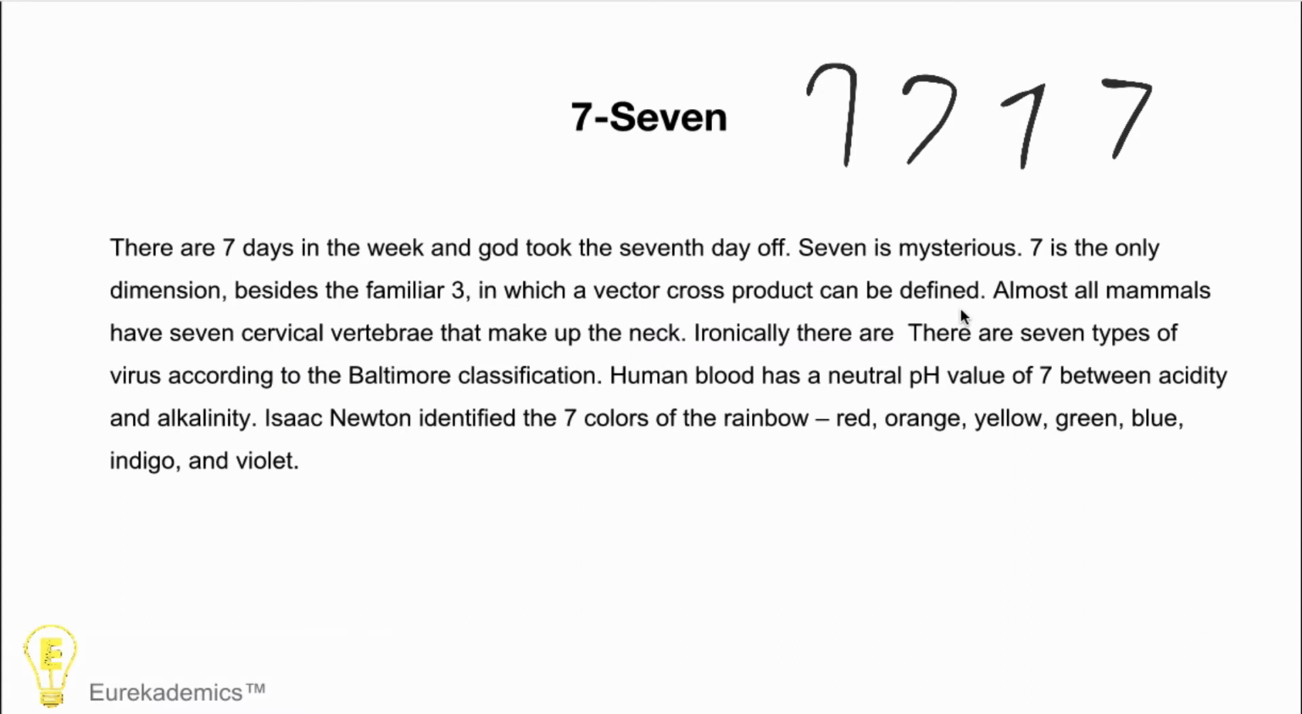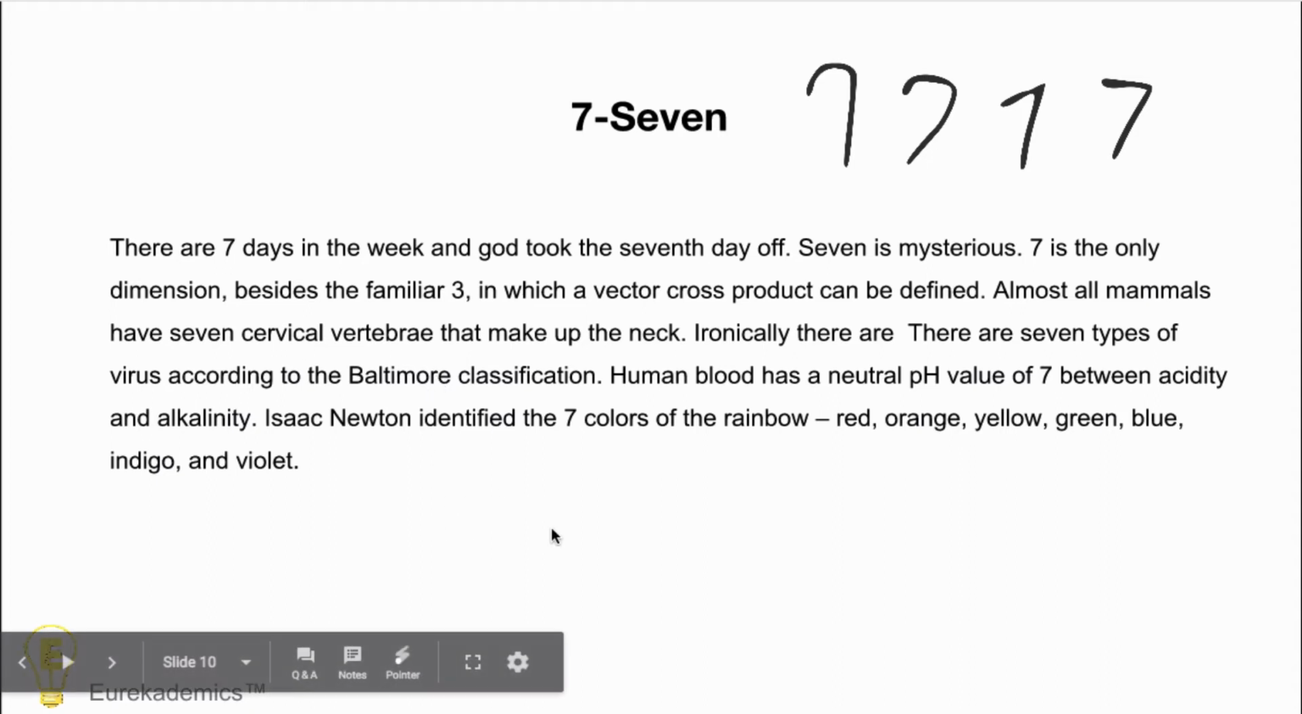What was he doing? 7 is the only dimension besides the familiar 3 in which a vector cross product can be defined. We'll get to that in 12th grade. Almost all mammals have 7 cervical vertebrae. Those are the little bones in the neck that connect the head to the body. There are 7 of those vertebrae that make up the neck.